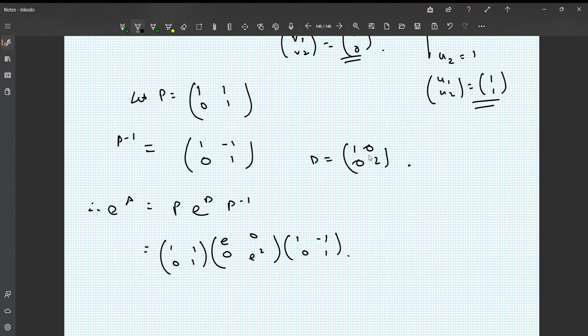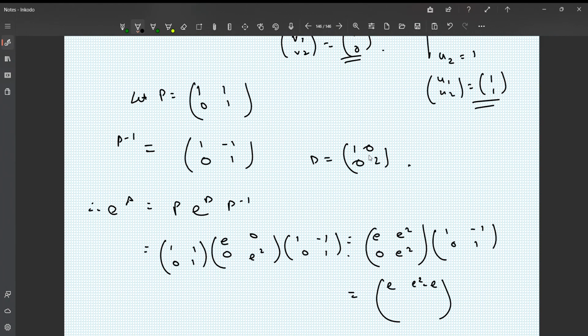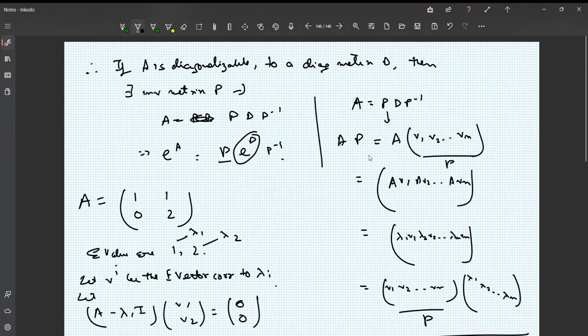Let's just calculate this out. On the left, obviously, 1 times e, so you have e here. You have 1 times 0 and e squared here. You have 0 times e, so you have 0 here, and you have e squared here, times [[1, -1], [0, 1]]. So this comes out to be e times 1, e here, e times minus 1 plus e squared, so you have e squared minus e, you have 0, 0 here, and e squared. I guess that's the exact answer we had, right?